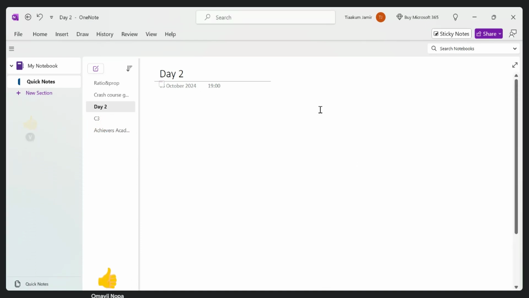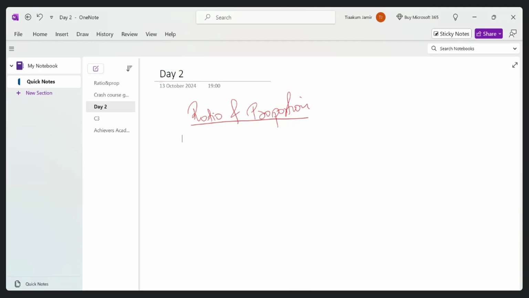So for tonight, our first topic will be ratio and proportion. Okay. Now listen to this very carefully. This will be the basic for ratio and proportion.